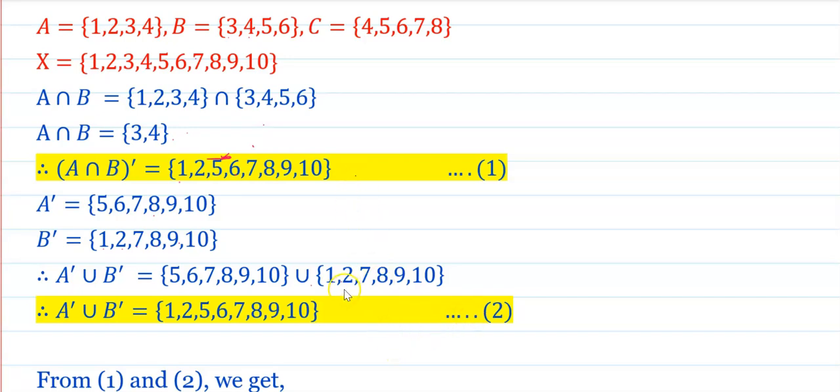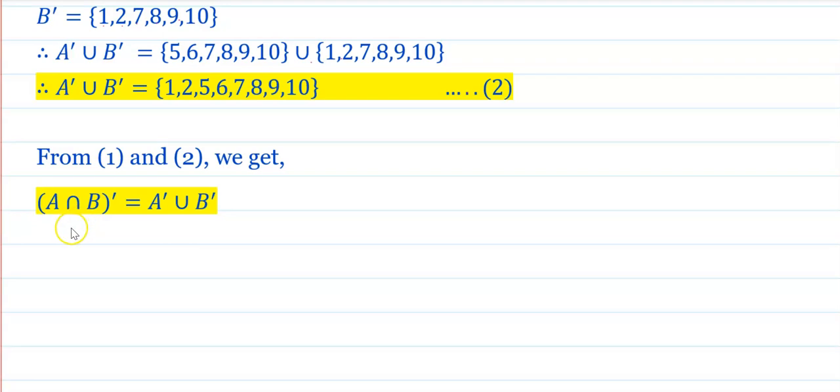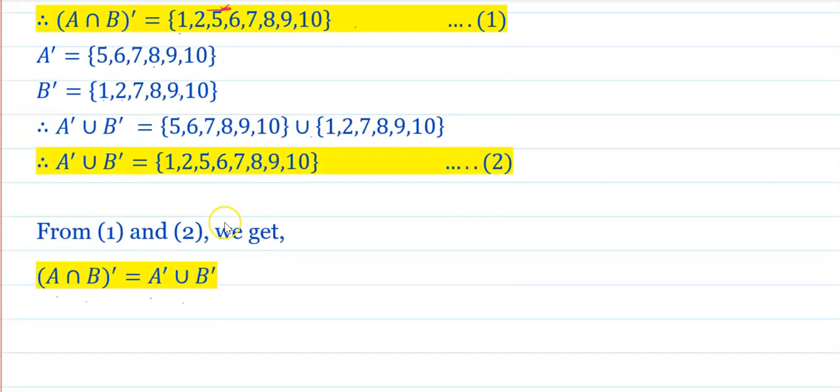And these two are equal. And therefore, A intersection B complement is equal to A complement union B complement. And in this way we have proved this.